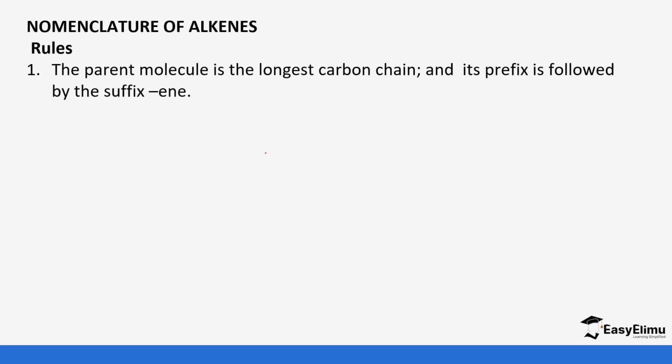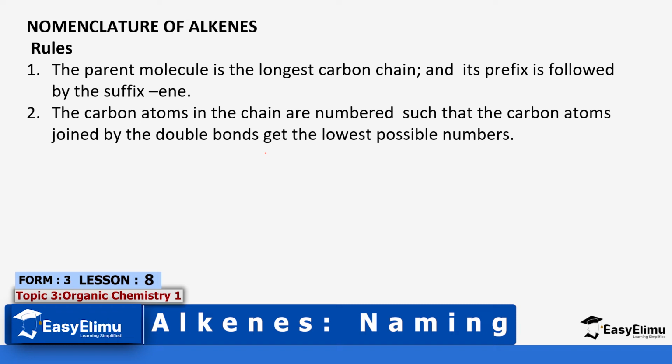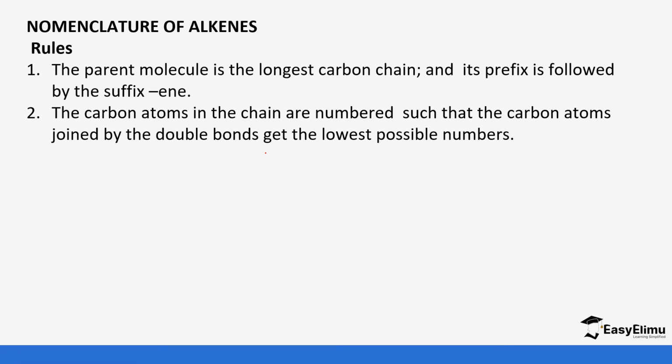So first, you start with the first rule of naming alkenes. The first thing we always do is identify the longest carbon chain. That's where we usually get the parent chain or the parent name or root name, as we called it in the previous class in alkanes. And then after identifying the longest chain, the carbon atoms in the chain are numbered such that the carbon atoms joined by the double bonds get the lowest possible number.